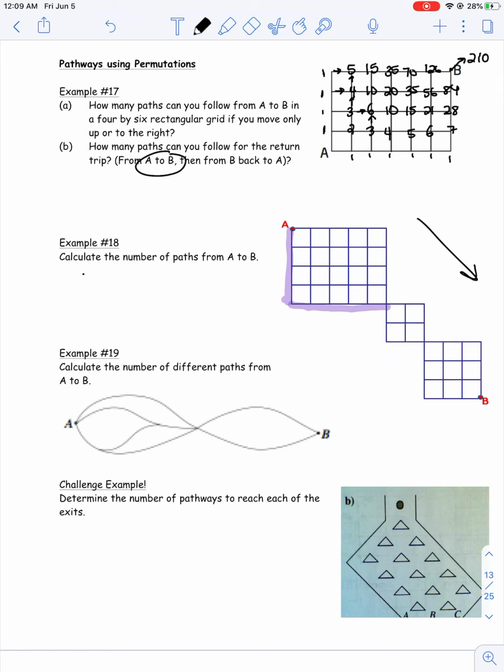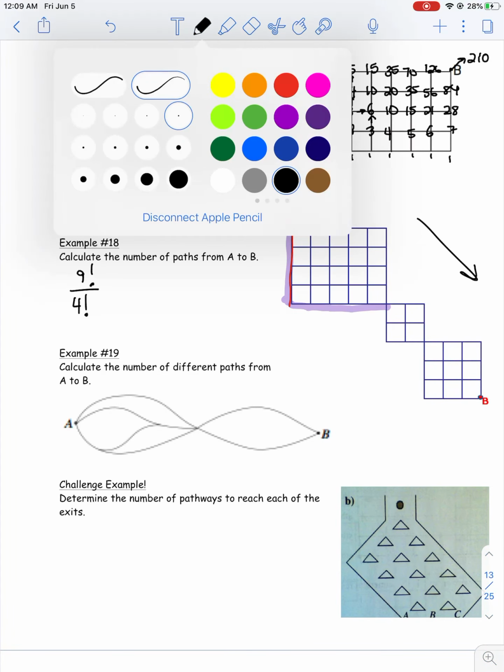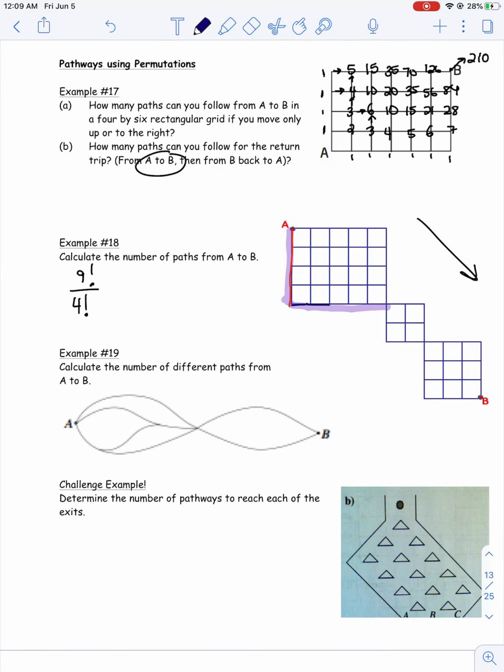So that's going to be 9 factorial, dividing by the side length. So the side lengths will be this side length, 1, 2, 3, 4. So there's 4 blocks. That's like the repetition. Divided by 4 factorial, and then the other side, 1, 2, 3, 4, 5, 5 factorial.